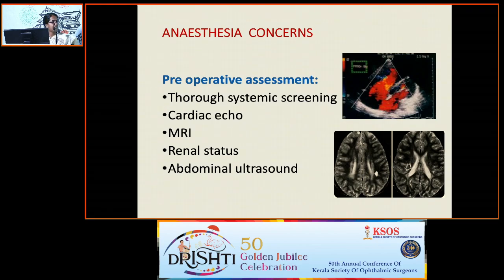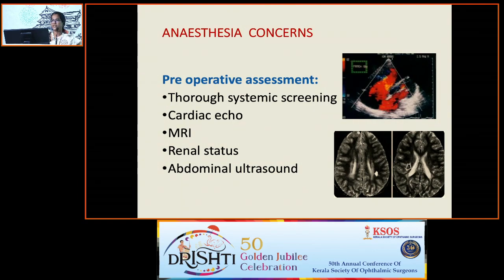The first and foremost thing I would like to talk about in any child with CVI is, when you counsel for the surgery and the patient is first meeting the anesthetist, a thorough preoperative assessment is mandatory. You have to do a thorough systemic screening. You have to do a cardiac echo. All these children, even syndromic cases, may have some associated cardiac problems. Parents may not have realized that. They might tell you she's asymptomatic, no problems, but that has to be thoroughly screened. Always take a cardiac echo to rule out any anomalies.